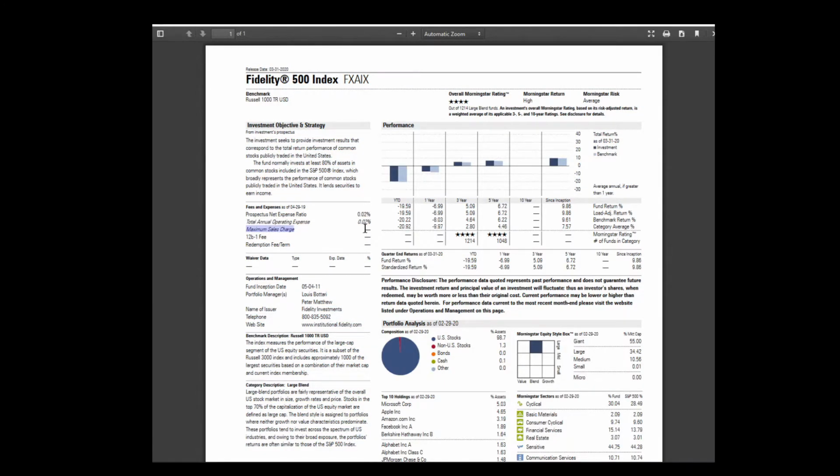So if you notice, there is no sales charge. Because there's no sales charge, there's nothing to adjust because you didn't pay any sales charges. So these two numbers are going to be the same. And then you have the benchmark return.